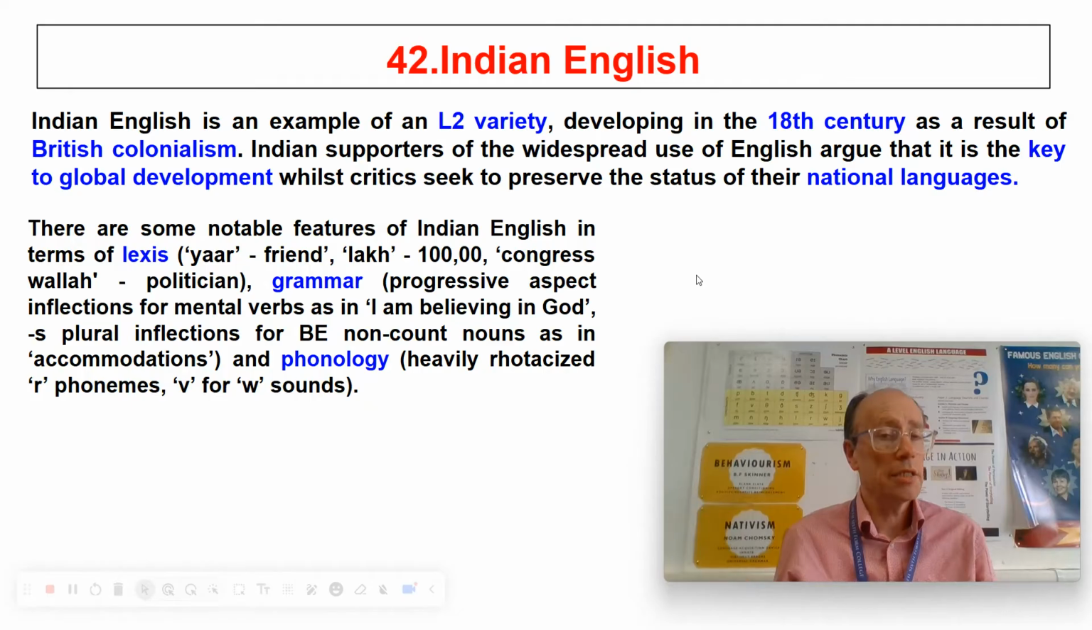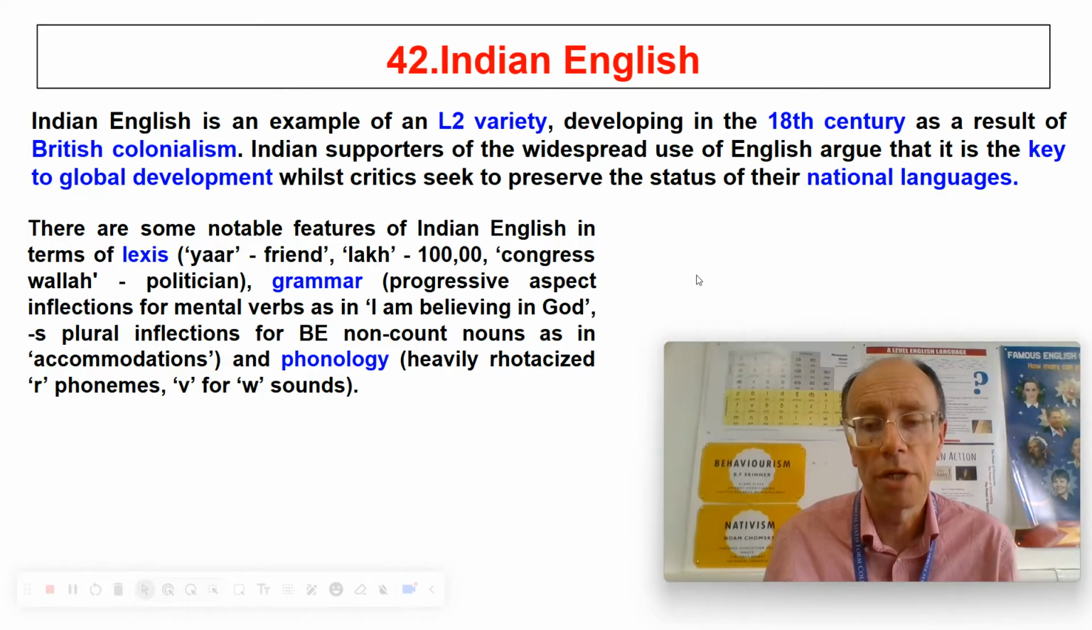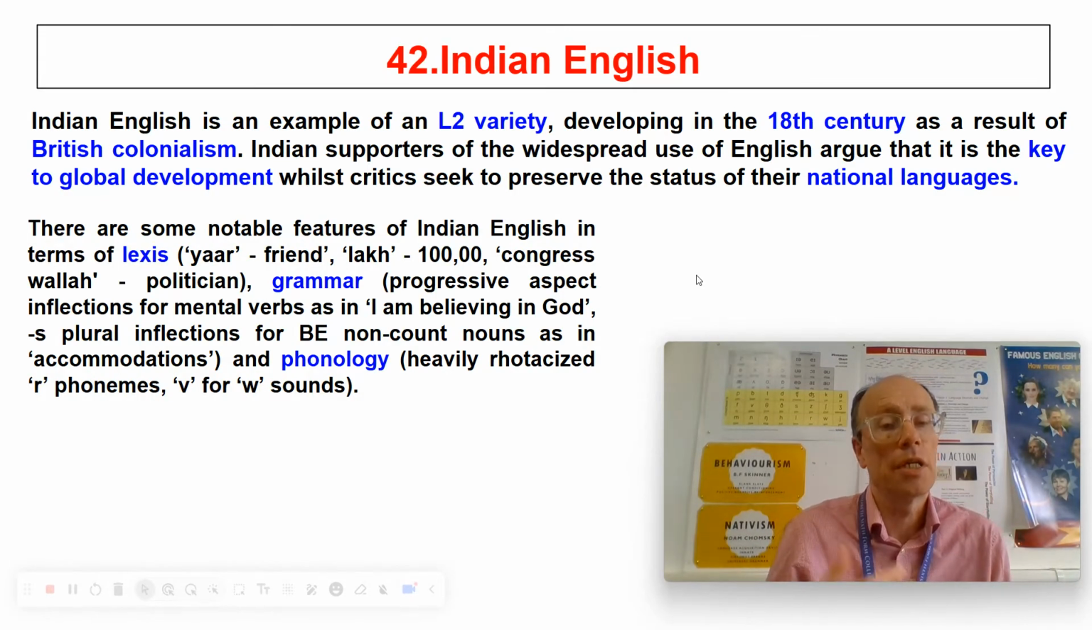So you've got grammatical differences between Indian English and British English. For example, in Indian English, the progressive aspect inflection is used for mental verbs in a way that it isn't used in British English. In British English, you're more likely to say, I believe in God, whereas in Indian English, you're more likely to say, I am believing in God. So that's one grammatical difference. Another grammatical difference is about the use of the S plural inflection, where in English we have certain non-count nouns like accommodation or furniture, where you wouldn't generally put an S plural inflection on the end, but in Indian English you do.